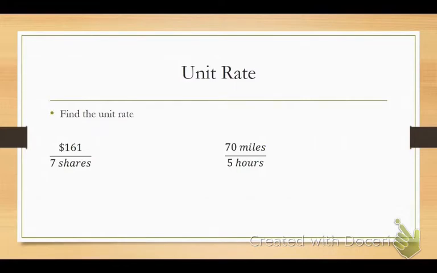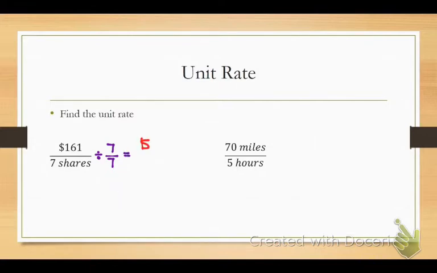So in the first one, it says it's $161 for 7 shares. Well, if I want to find the unit rate, I want to know how much money 1 share costs. So whatever number is in my denominator, I'm going to divide the fraction by that number, okay? Reduce it by that number, top and bottom. So this step is important. I do want you to show this step on your homework.